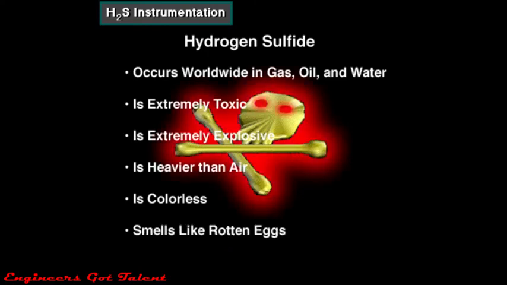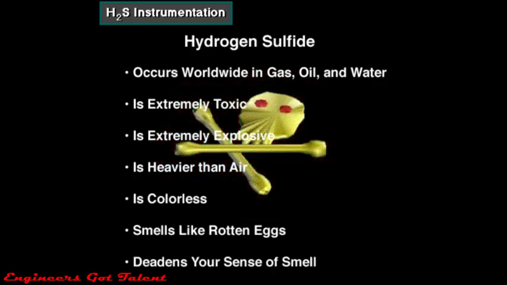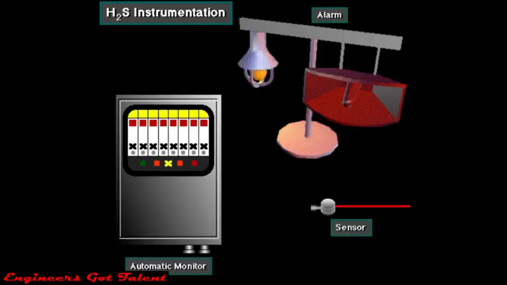In low concentrations, it smells like rotten eggs. But you cannot depend on your sense of smell to escape harm. H2S quickly deadens your ability to smell. Where H2S may be present, rigs are equipped with sensors, automatic monitors, and alarms.